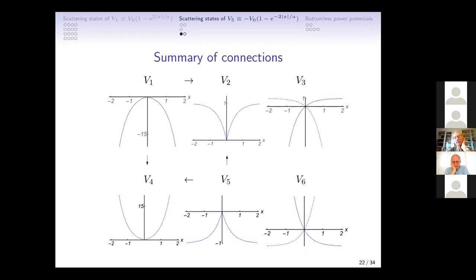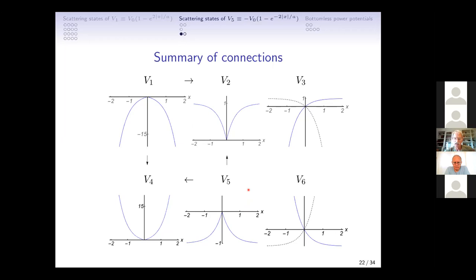So the one we started with was V1, this bottomless well, a barrier, that had some special states which turned out to be the bound states of V2, and combining the two, they were these famous, in quotes, bound states of the exponential potential V3. Similarly here, you've got these two arrows, that arrow there, and also this area here, where the poles of the scattering amplitudes give you the energies of this potential.